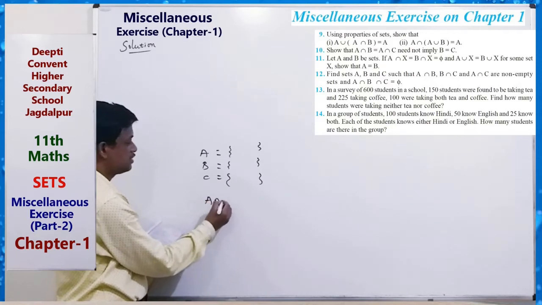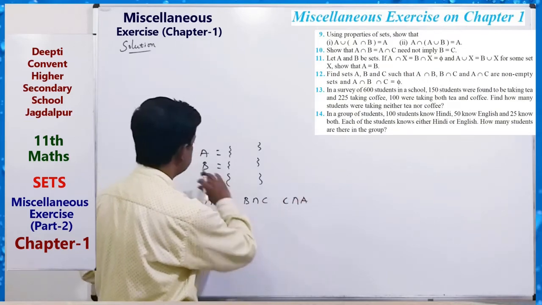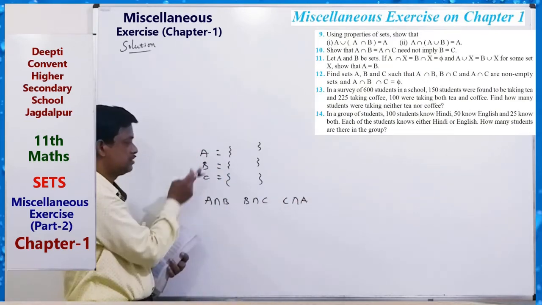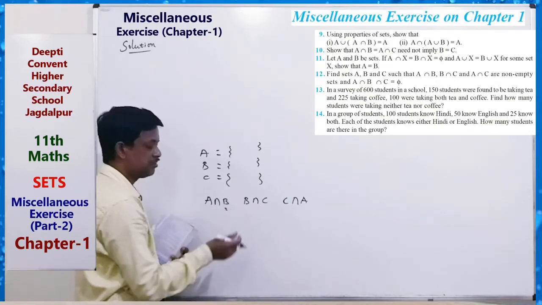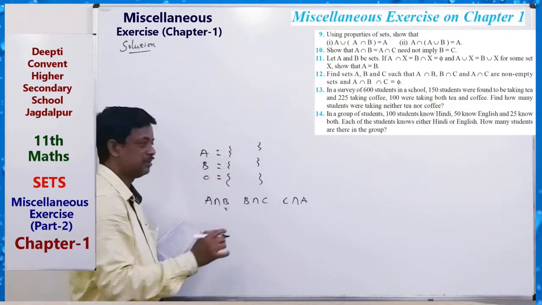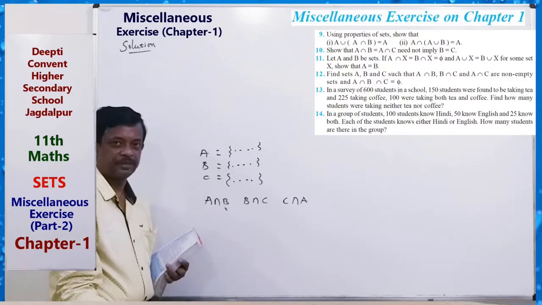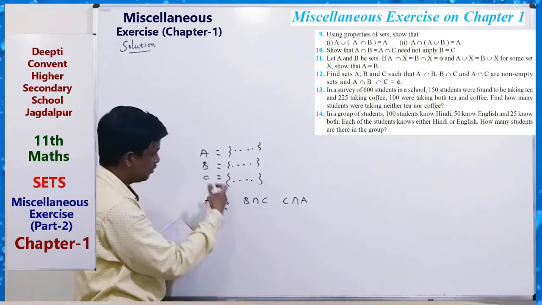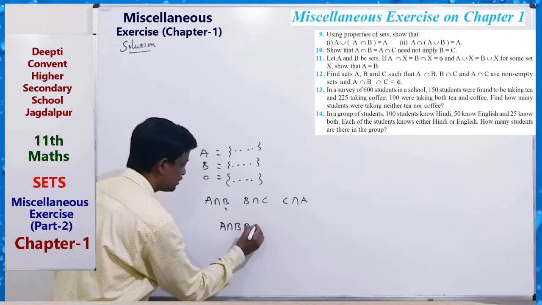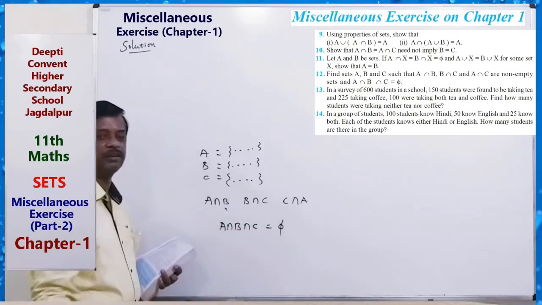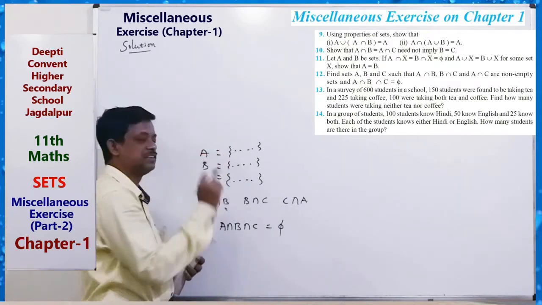That is A intersection B, B intersection C, and C intersection A. These three are non-empty, so they should have some elements. You have to consider some sets where the intersections of each pair are non-empty, but A intersection B intersection C equals phi, having no element.